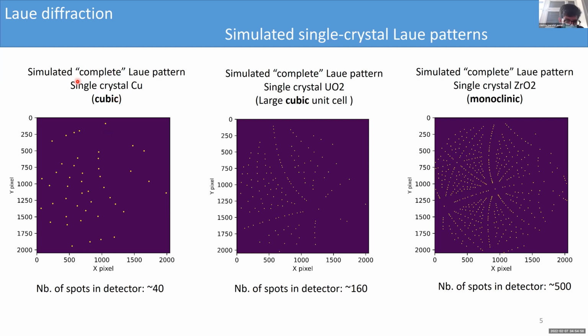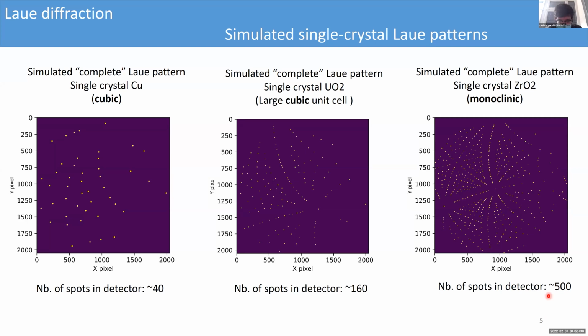To give you a quick example, these are simulated Laue patterns that I've done for a few of the crystals. On the left side, you have a cubic symmetry copper single crystal. You can see that the number of spots is around 40. And the uranium dioxide that Jean-Sébastien showed in this slide before, a single grain could correspond to around 160 spots on the detector. Whereas as soon as you decrease your symmetry, or if you go for a lower symmetry like monoclinic zirconia oxide, a single crystal of zirconia, depending on its unit cell parameters, can have 500 to 1,000 spots.